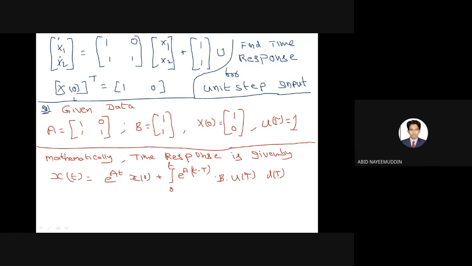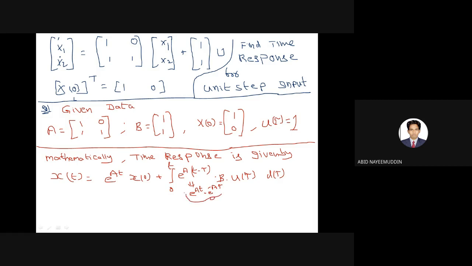Now what is e power at? Once again I can write e power at is L inverse of sI minus A whole inverse. So further, if you observe here, this e power at can also be written as e power A into t into e power minus A into tau.